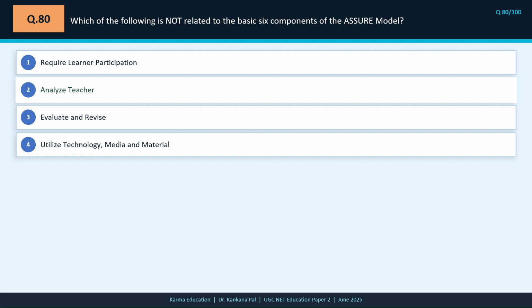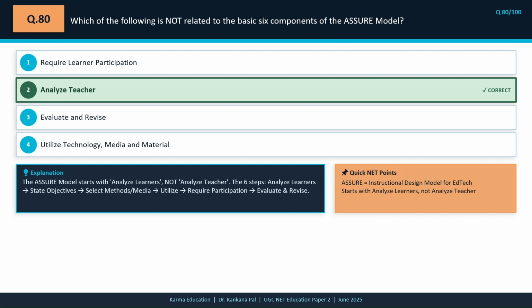Question number 80. Which of the following is not related to the basic 6 components of the ASURE model? Option 1, require learner participation. Option 2, analyze teacher. Option 3, evaluate and revise. Option 4, utilize technology, media and material. Think about it. The correct answer is option 2, analyze teacher.